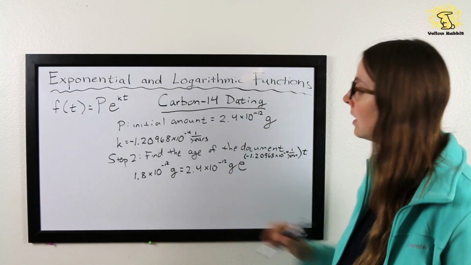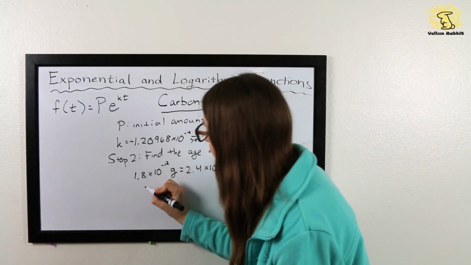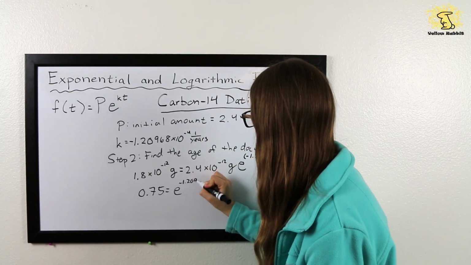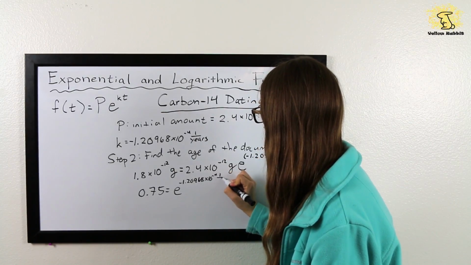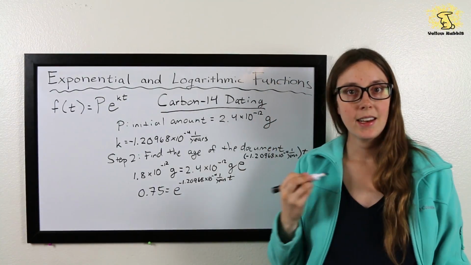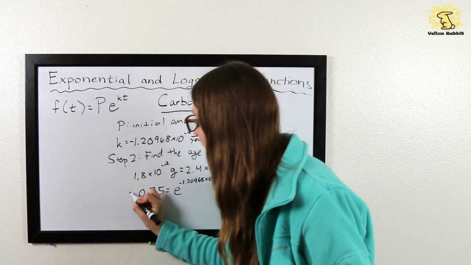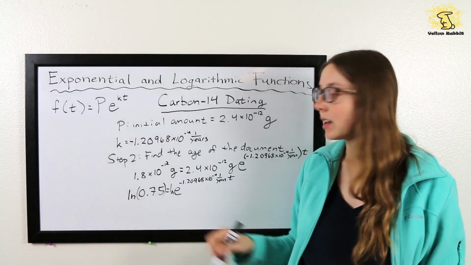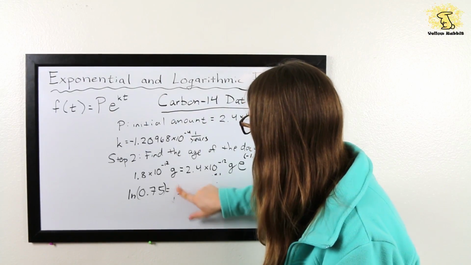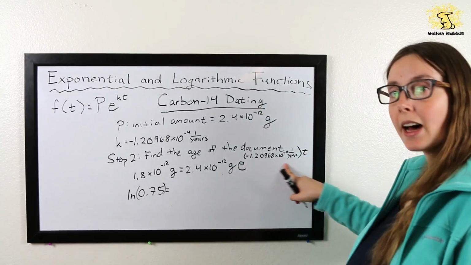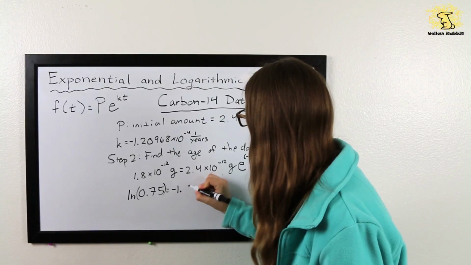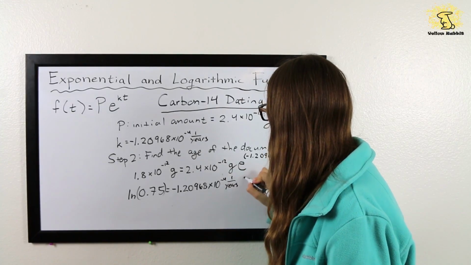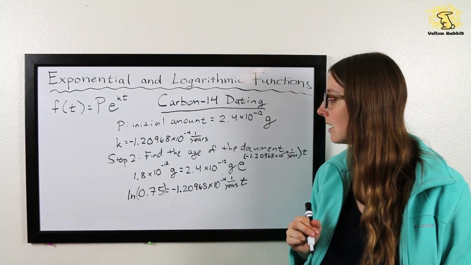So first step, I'll divide this 2.4 times 10 to the negative 12th over to the other side. That gives me 0.75. Next step, just like before, I'm going to take the natural log of each side. Remember that natural log and e will cancel each other out. So that leaves me on the right-hand side with just the values that were in the exponent. So I've got negative 1.20968 times 10 to the negative fourth, 1 over years, times the time that has passed in years.